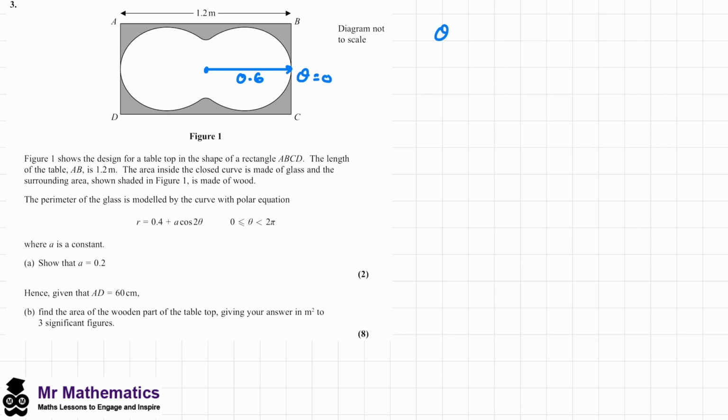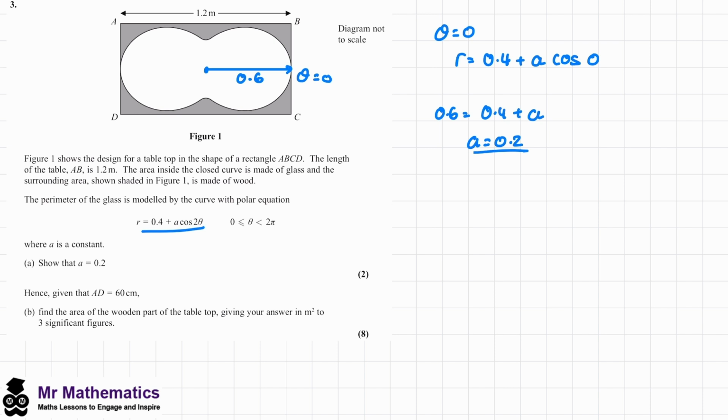So we know then, when theta equals 0, r, given by this equation, will be 0.4 plus a times the cos of 2 theta, but theta equals 0, so this will be the cos of 0. So r will be 0.4 plus a times cos 0, which is 1, so plus a. And we know this r is 0.6. So therefore, a must be equal to 0.2.